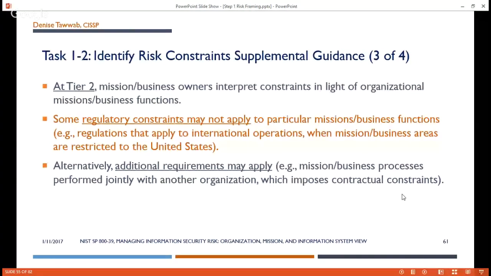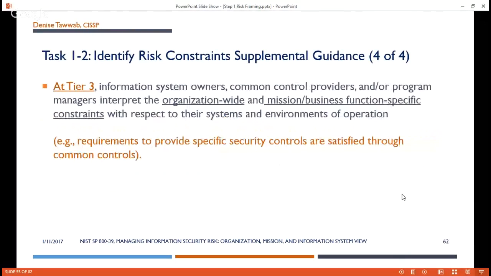All right, at tier three, down at the system level, information system owners, common control providers, and/or program managers interpret the organization-wide and mission business function specific constraints with respect to their systems and their environments of operation. For example, requirements to provide specific security controls are satisfied through common controls.